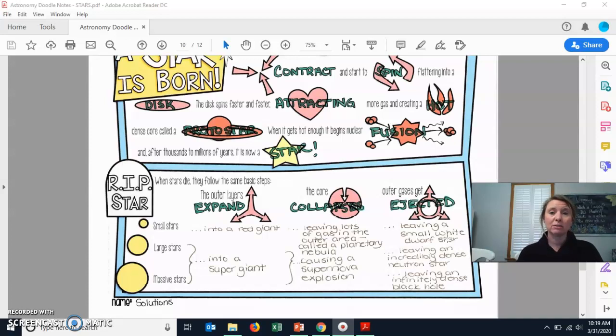Our large and massive stars are a little bit different. Large and massive, they'll go into that red giant stage as well. Then remember, it'll go through fusing hydrogen to helium, helium to carbon, carbon to silica, all the way down until it hits iron. Iron is that important element, and once it reaches trying to fuse iron, it physically can't. Iron is too stable, so it explodes into that supernova. And that's what this says here, causing a supernova explosion.